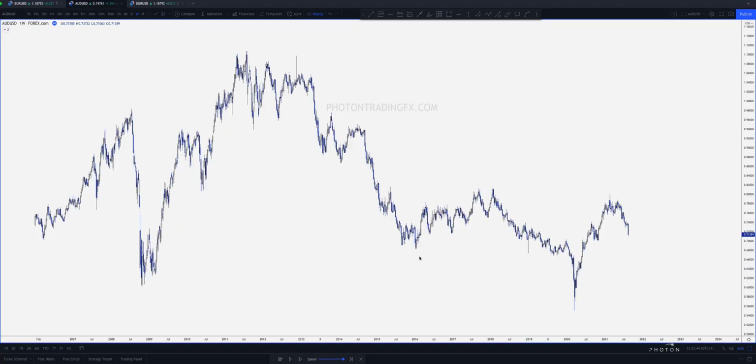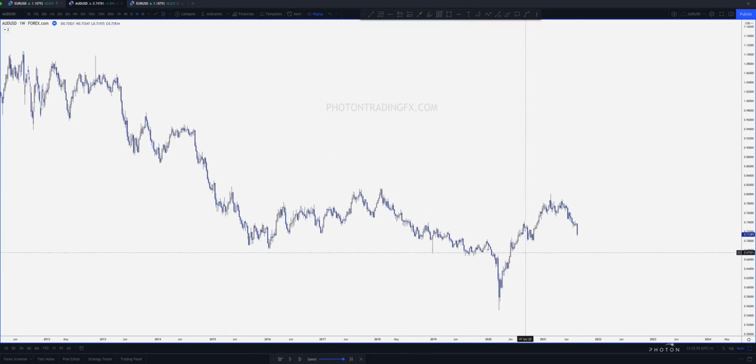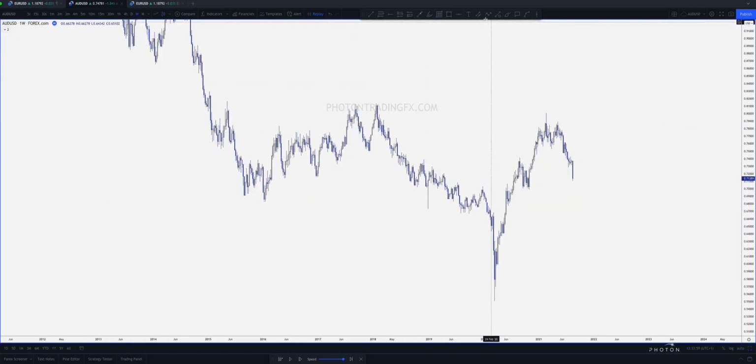Some pairs you may find you can be quite aggressive and tight in how you mark out your structure. So in terms of swing highs and swing lows, you'd really zoom in. For instance, on this weekly chart, you would call all of these swing pullbacks on a weekly chart, and that would be fine.